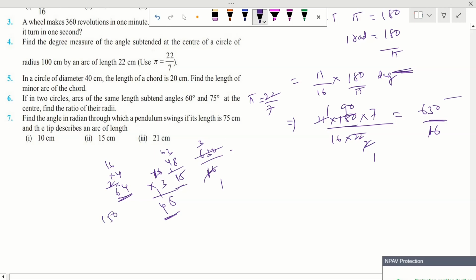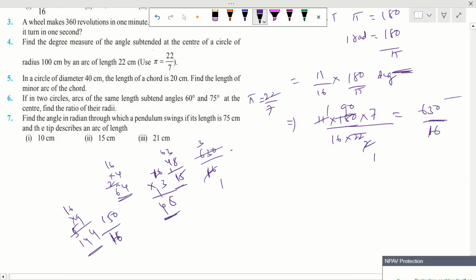150 divided by 16 is what? 16 into 9. 16 times 1 is 16, which is less than 9... then 9 times 6 is 54, and 9 ones are 9, so 9 plus 5 is 144. 144 means here 6 remains.